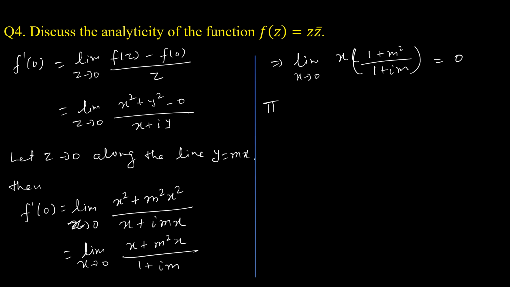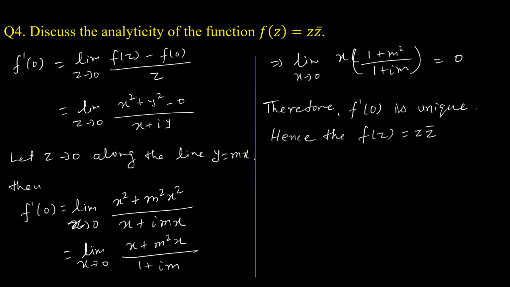So therefore, what we get here, f dash 0 is unique. Hence, the given function fz is equals to z bar is analytic at z is equals to 0, which is the required answer. Now for today's discussion, we can move to the question number 5.